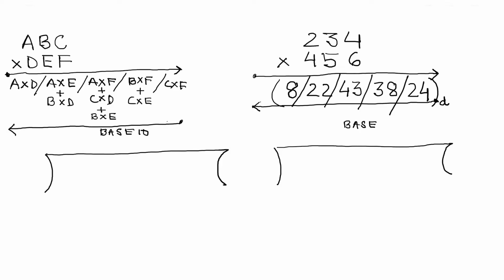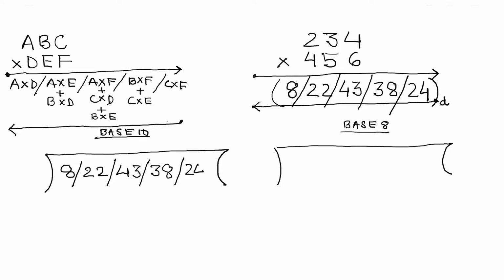Now when I say convert, what I intend to say basically is, if this was a number 2, 3, 4 multiplied with another number which is 4, 5, 6, and both the numbers are octal numbers. Now octal number means it is base 8. Okay, I'm writing this as it is. 8 followed by a 22, followed by a 43, followed by a 38, and followed by a 24.